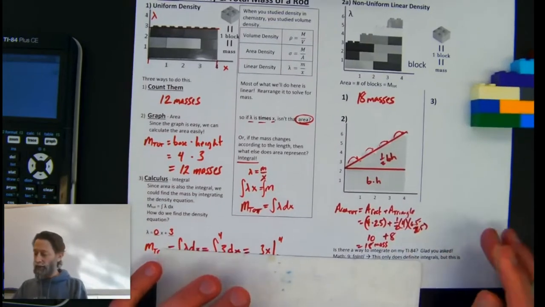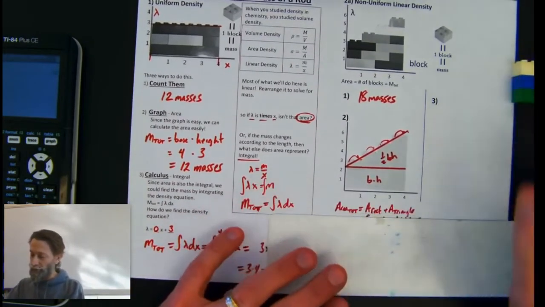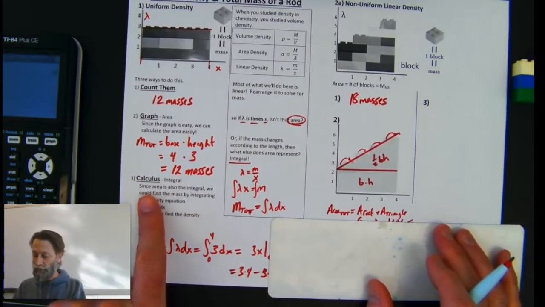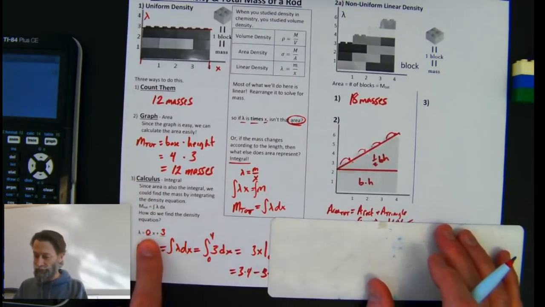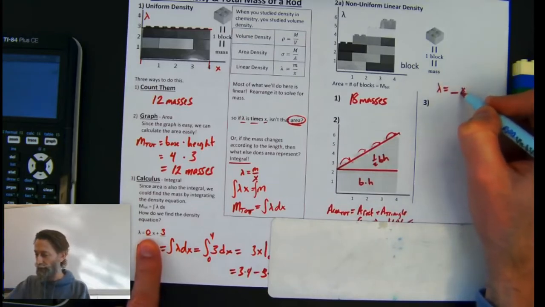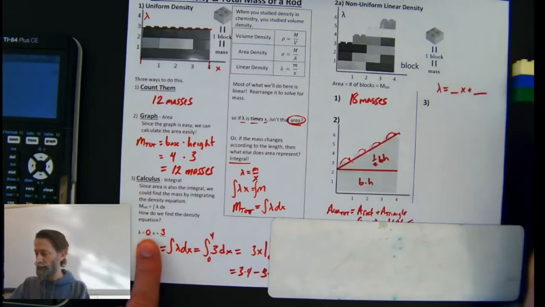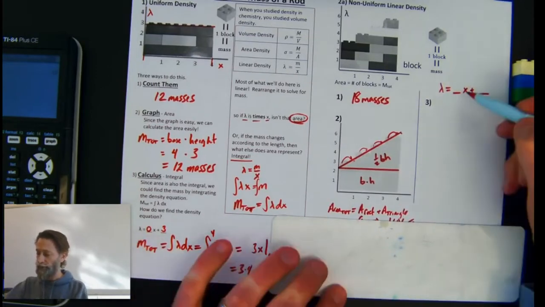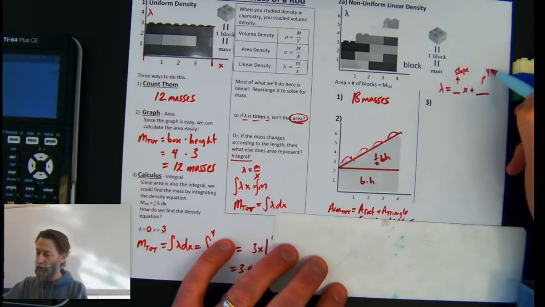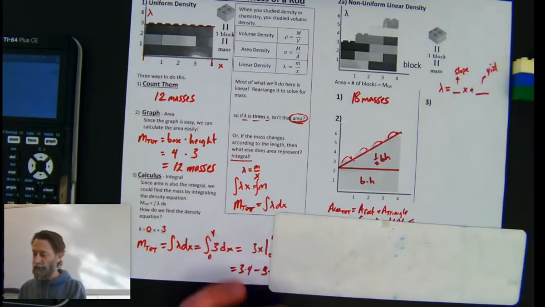Now, moving on, remember that the third way that we can do this is by calculus. And in order to do it by calculus, we have to know what the line density equation is. So I'm going to set up this lambda equals some value times x plus some value. Remember that this is going to be the slope of our line. This is going to be the y-intercept of our line. Now, that should be fairly easy.